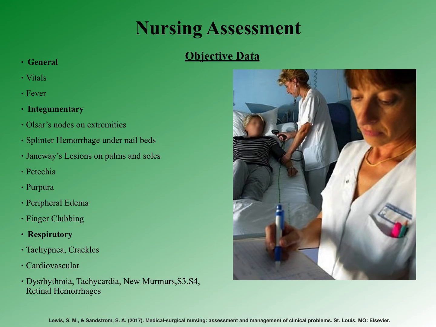Nursing assessment objective data. Objective data is you take the patient's vitals, note any signs of fever or irregularities. Examine the skin and body for any signs of Osler's nodes on the extremities. Splinter hemorrhage under the nail beds. Janeway's lesions on palms and soles. Petechiae, purpura, peripheral edema, finger clubbing.